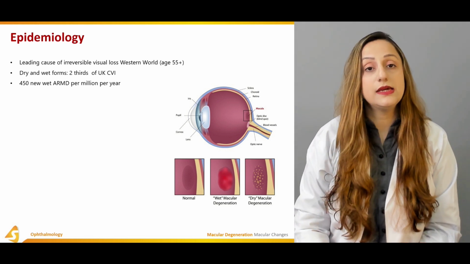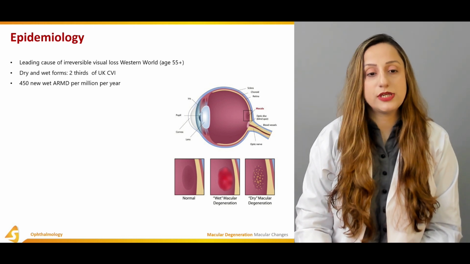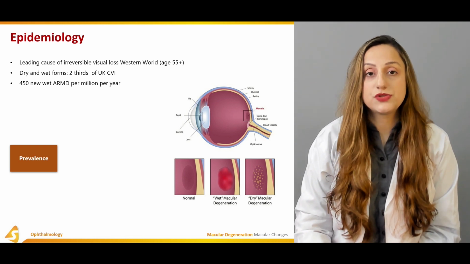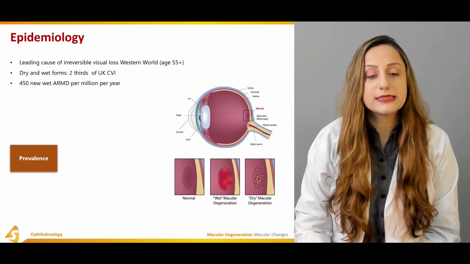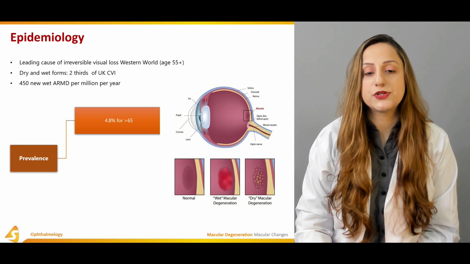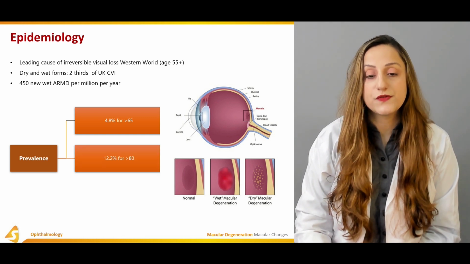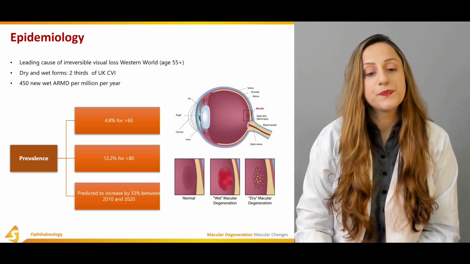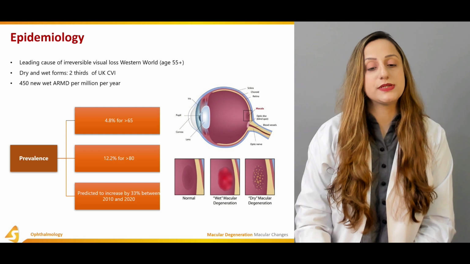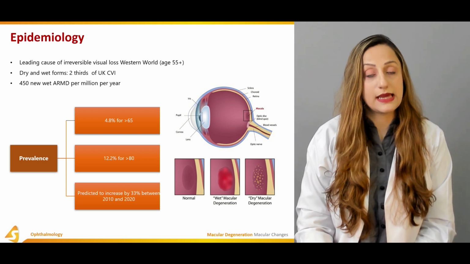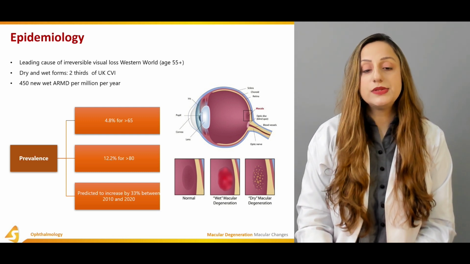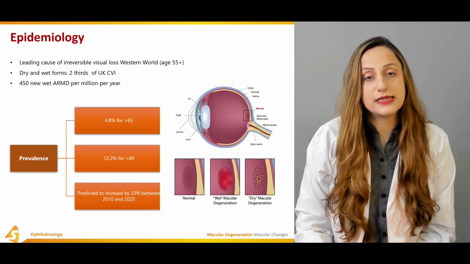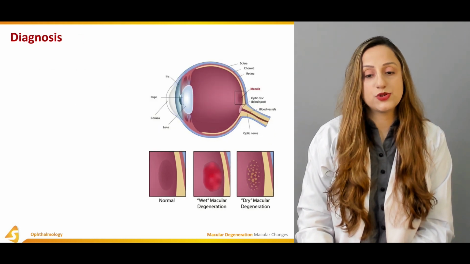And again, we have the special causative factors that are contributing towards the development of these macular degenerative changes in the older age group patients. The prevalence is almost 4.8% for more than 65 years of age group. Then we have 12.2% for more than 80 years of age group, predicted to increase by 33% between 2010 and 2020. So these are the predictive increase rates that we can see in these patients that we're talking about.